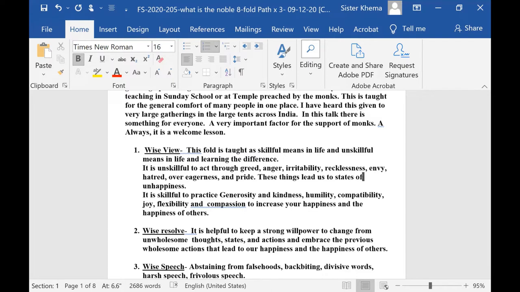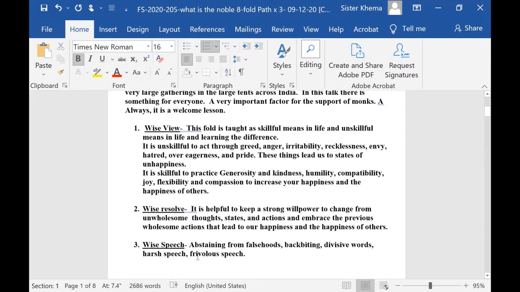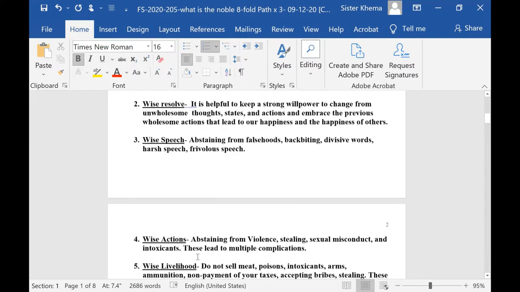It is skillful to practice generosity and kindness, humility, compatibility, joy, flexibility, and compassion to increase your happiness and the happiness of others. The second one says wise resolve. In wise resolve, it is helpful to keep a strong willpower to change from unwholesome thoughts, states, and actions, and embrace the wholesome actions that lead to our happiness and the happiness of others.